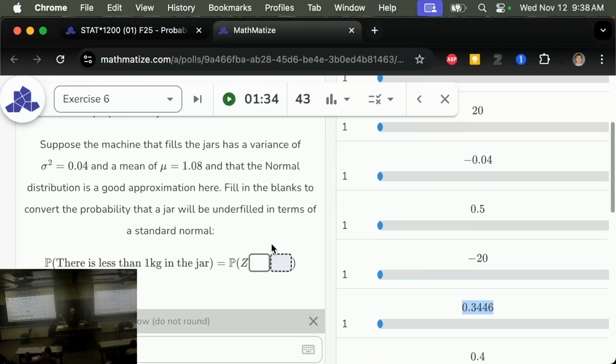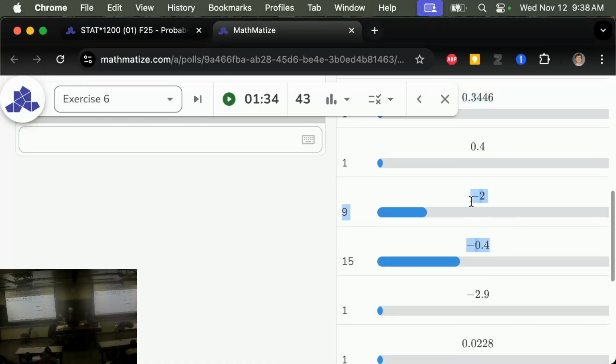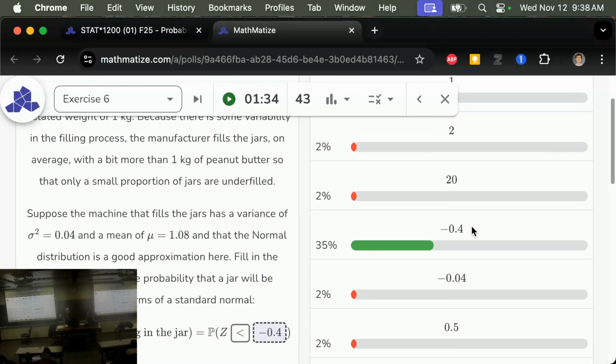I don't want the probability. I want the thing that goes inside. The z is less than something, so maybe that was the mistake. But it seems the two most common answers are -2 and -0.4. The correct answer is -0.4. So if you said -0.4, good for you.